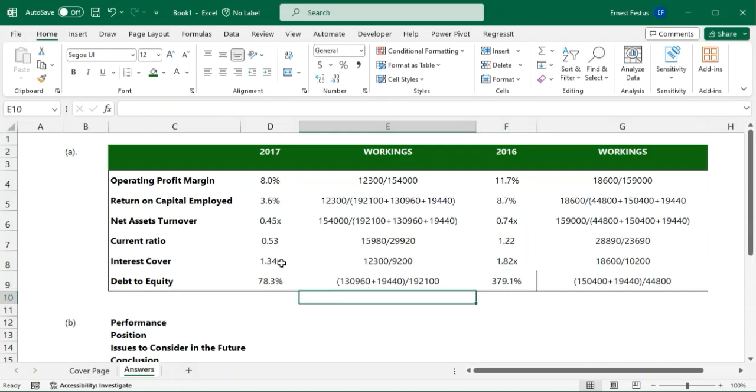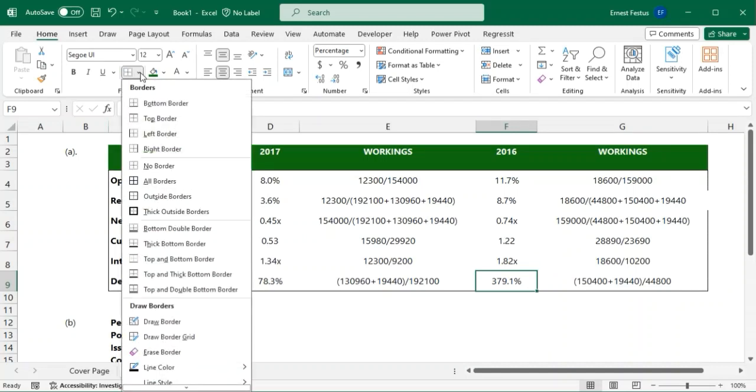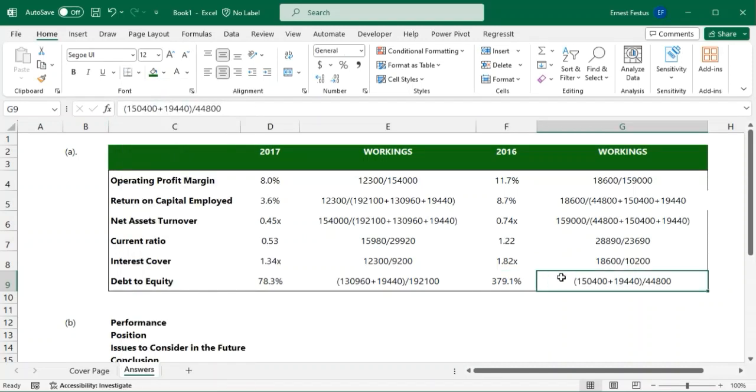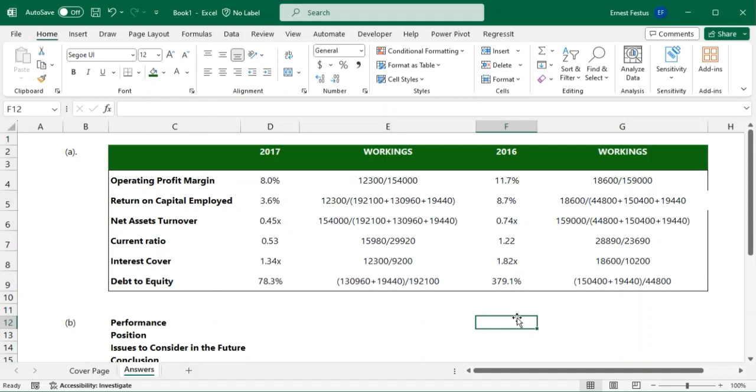Alright, so we have calculated our ratios. Now everything that we have done here so far is worth just 6 marks out of the 20 marks allocated. So this is a past exam question.